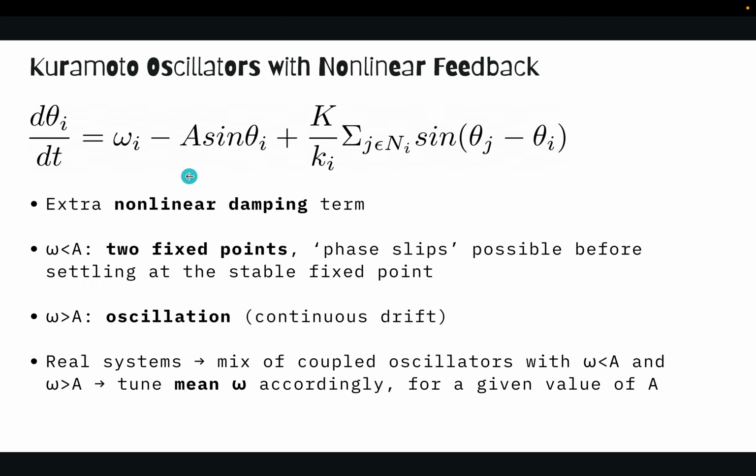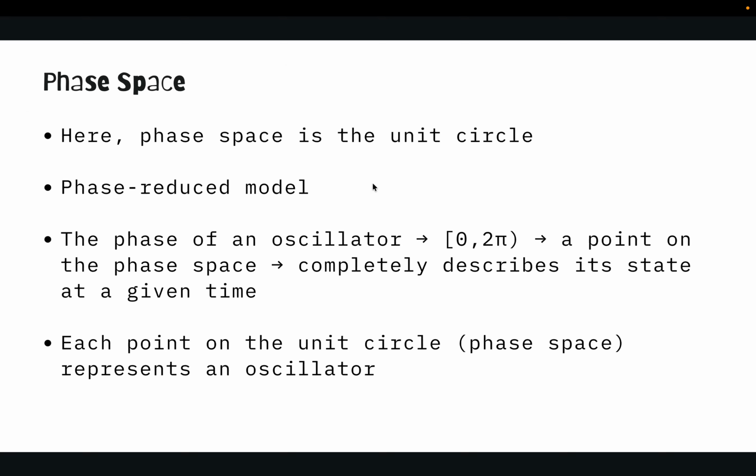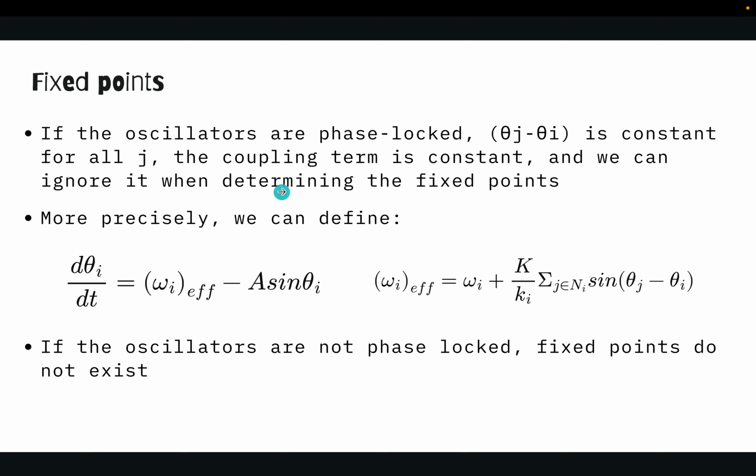Of course, because if theta j minus theta i is constant, then sine of theta j minus theta i is also constant, and it's constant for all j. And k is a constant, k i is also constant for a particular oscillator i. So that means this entire term is a constant. So you can forget it. I mean, it matters, but it will not change the dynamics, right? Because it's a constant term. So we ignore the term when solving for the fixed points.